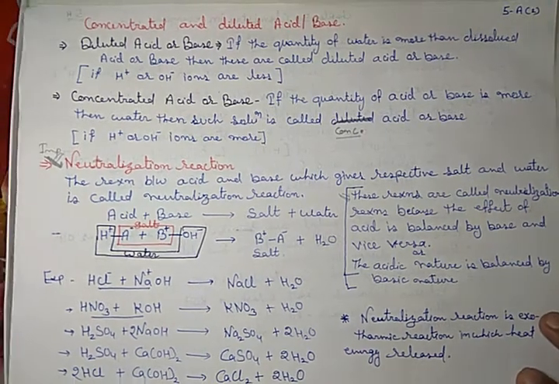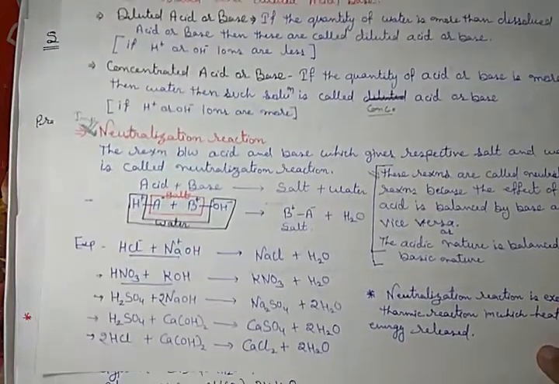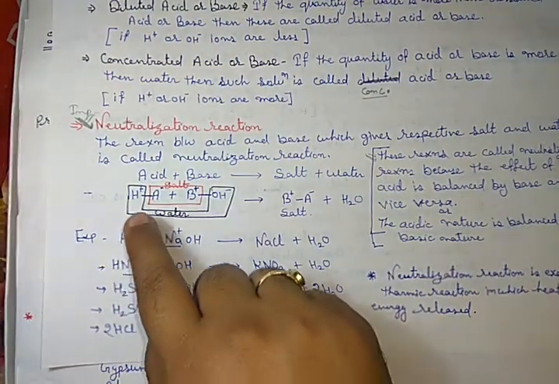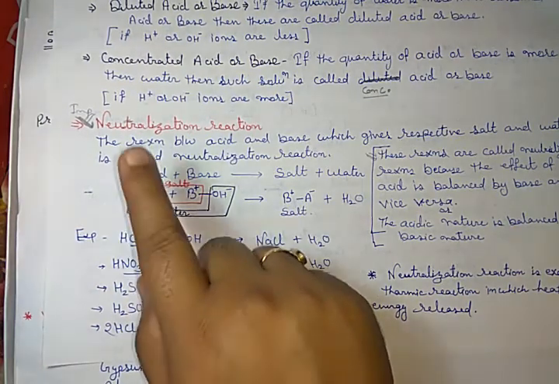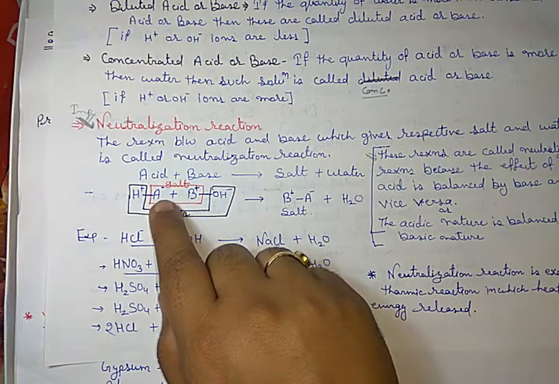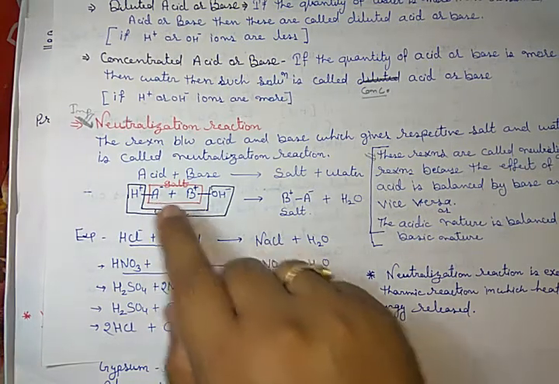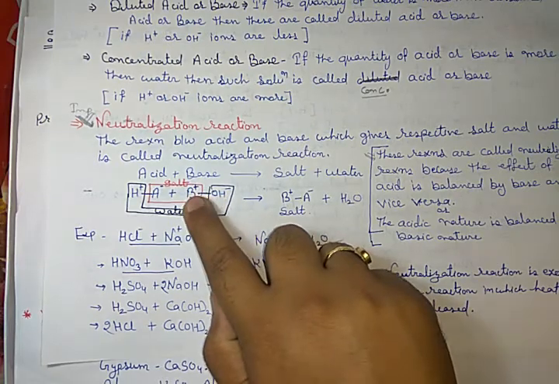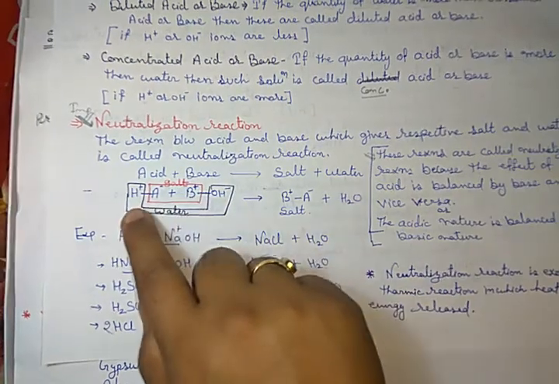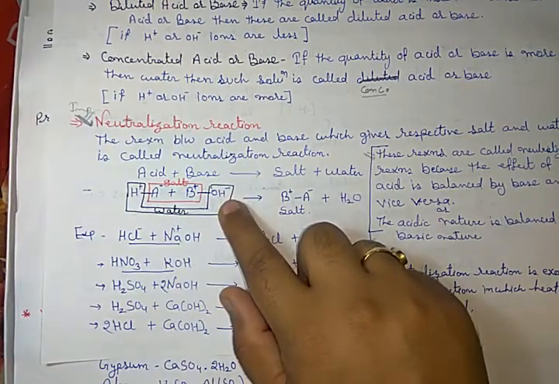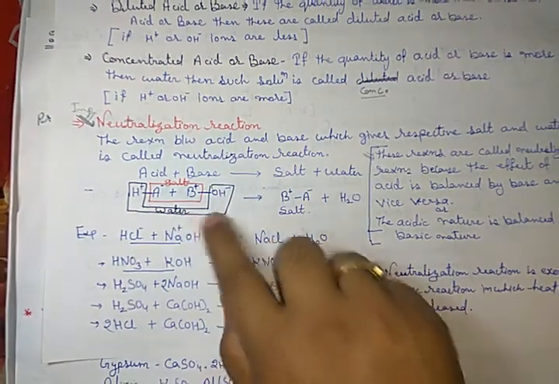Okay. Now let's consider the mechanism of these reactions. Every acid has H+ ion, as we discussed earlier. If there is H+ ion, then definitely there is a negative part also. Similarly, bases have OH- ion, so they have a positive part. The H+ ion of the acid combines with the OH- ion of the base and makes water.